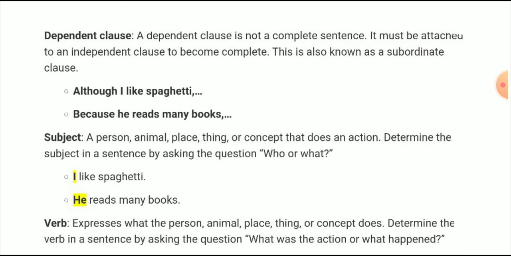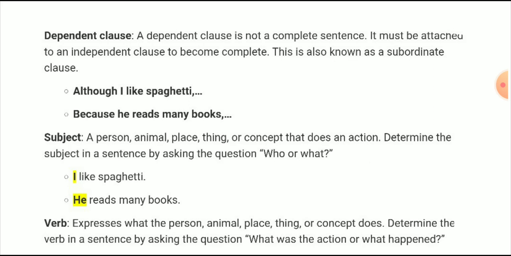Now comes the dependent clause. A dependent clause is not a complete sentence. It must be attached to an independent clause to become complete. It is also known as a subordinate clause. So you have to keep in mind that a dependent clause is also known as a subordinate clause. For example, although I like spaghetti. Sentence number 2, because he reads many books. Here in these sentences, although and because are both used in dependent clauses.